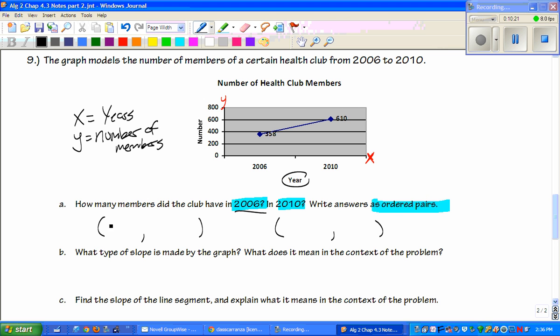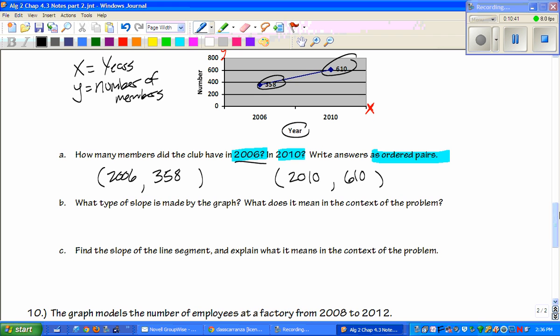So the first year is 2006. And how many members do they have? All right, what did you get for the next one? Well, the year's 2010, and the number of members is 610, and that's just by looking at it. Okay, no math yet. So what type of slope is made by the graph? Is it a positive slope or a negative slope? Well, just by looking at it, it's a positive slope.